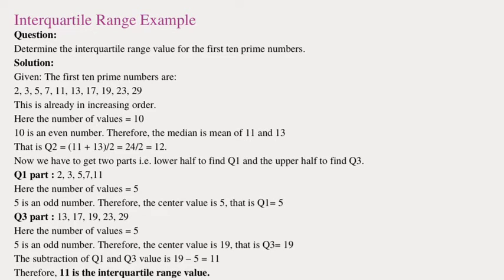And then the Q3 part is 13, 17, 19, 23, and 29. Here the number of values is 5. 5 is an odd number, therefore the center value is 19. That is, Q3 is 19. Therefore, 14 is the interquartile range value.